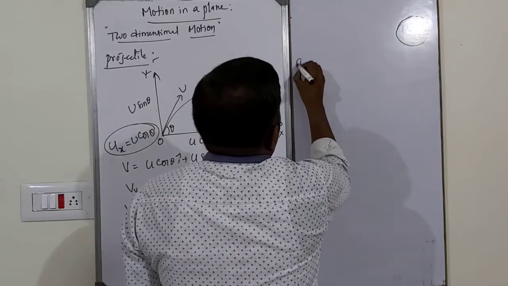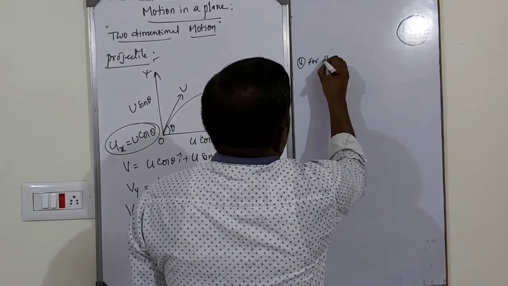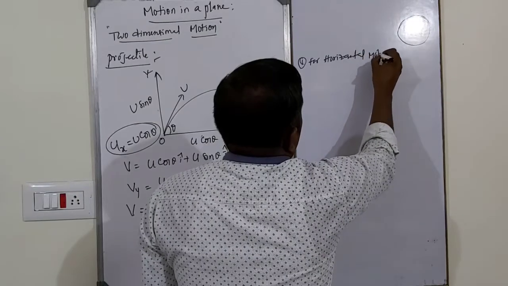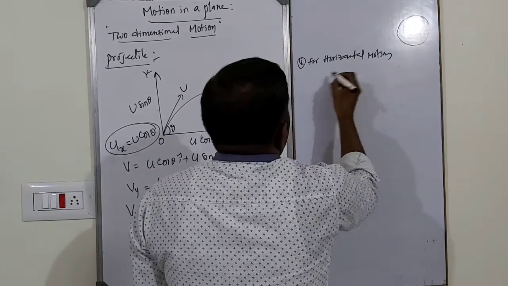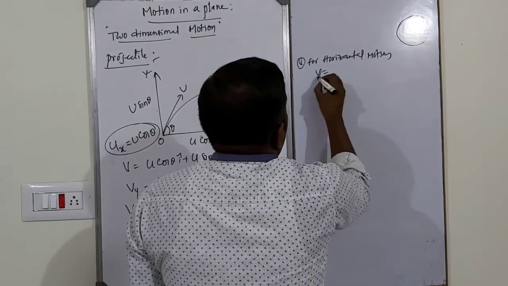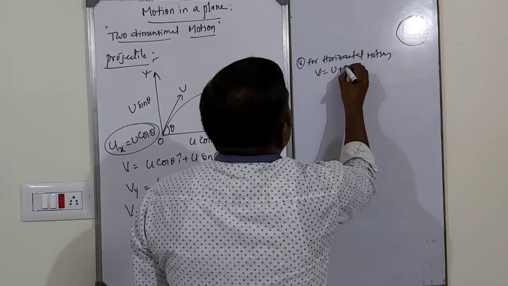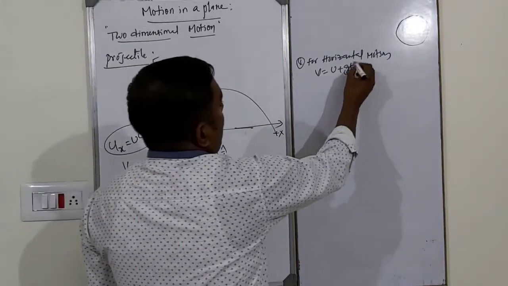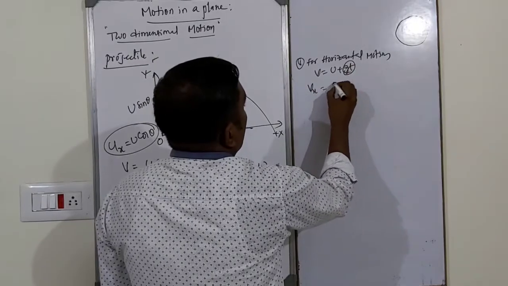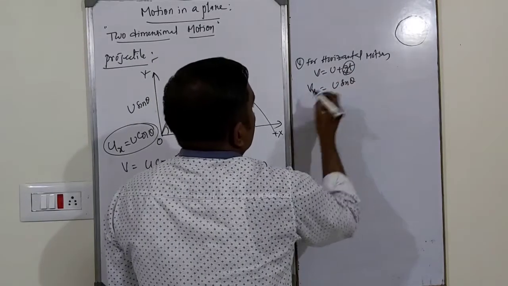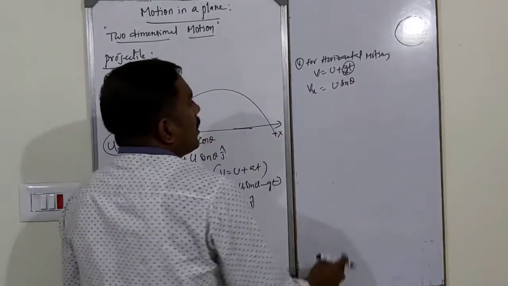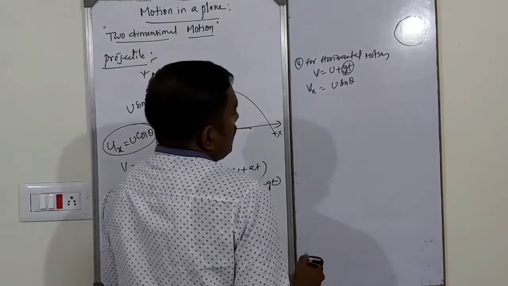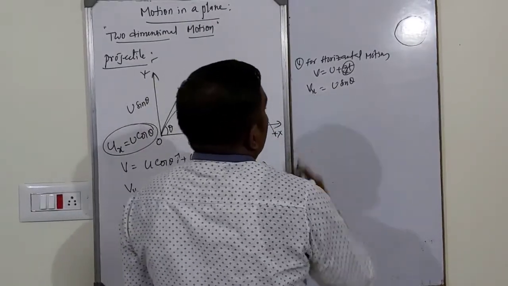So first, for horizontal motion, using the equation v equal to u plus gt. There is no gravity. So the component is ux equal to u cos theta. For the vertical motion, v equal to u plus gt. So what is the vertical component?